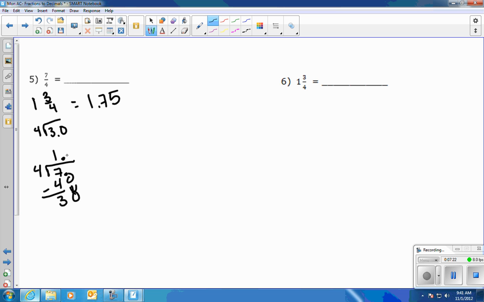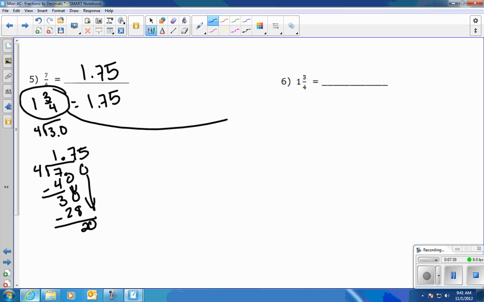4 goes into 30, excuse me, 7 times, which is 28. So there's 2 left over. It goes into 20 5 times. So whichever approach you decide to take, you should still get the same answer, which, as we just found out, is the same thing for the next problem. So 1.75.